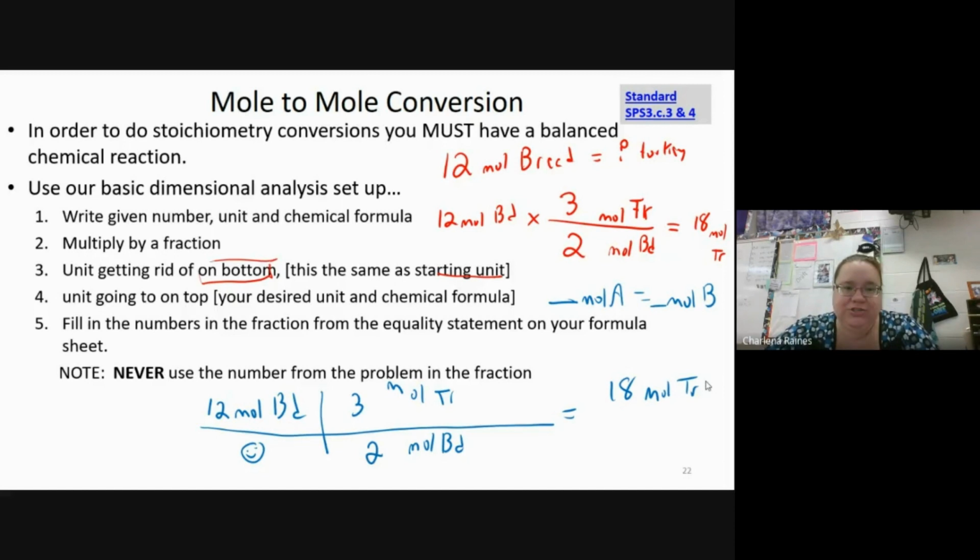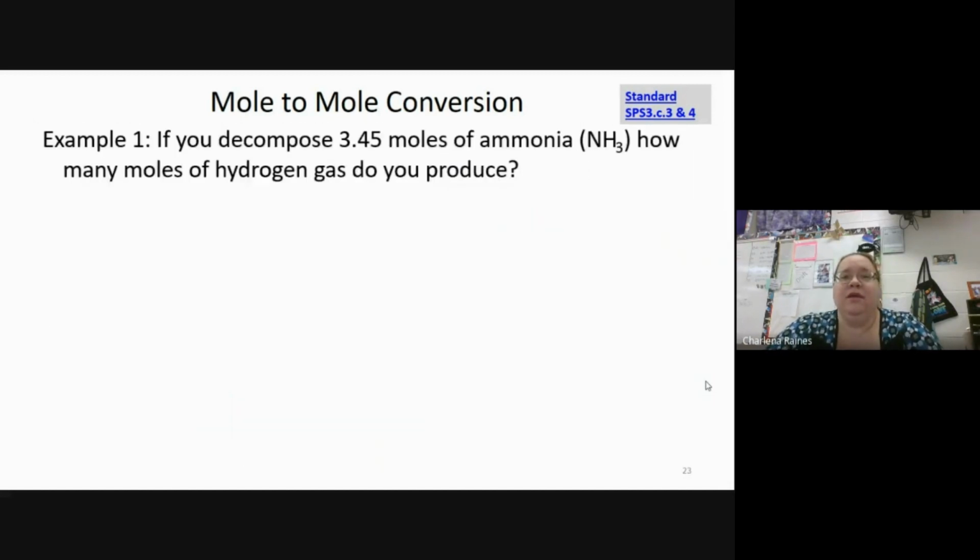What you can't do is just have the numbers 12, 3, and 2. Because chemistry is not just about the numbers, it's also about the units and the formulas. So I need to not only see what the numbers are doing, but I also need to see what unit is coming and going and what substance you're playing with. So let's look at a first example.